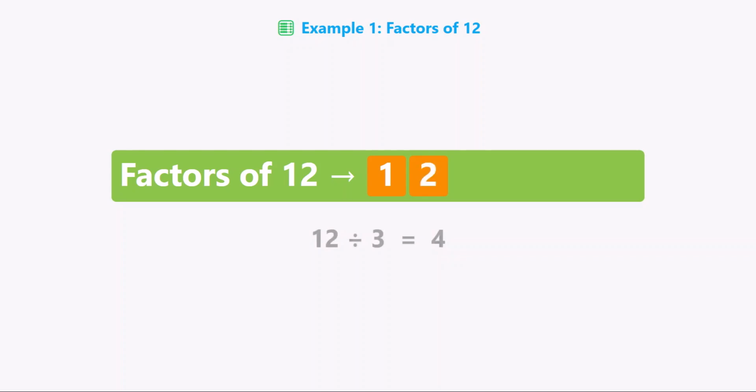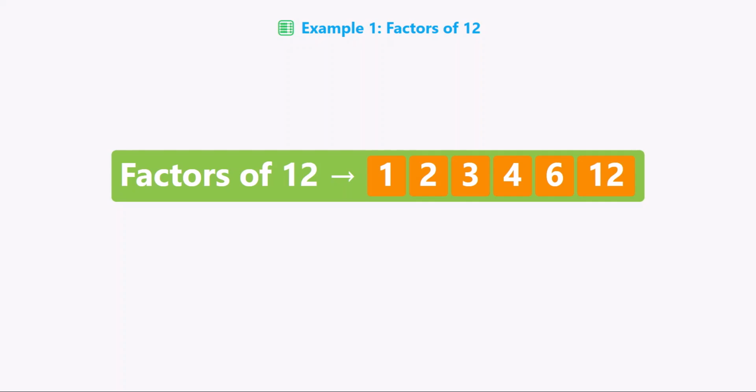Now check 3. 12 divided by 3 is 4, so 3 works too. Next, see if 4 divides 12. 12 divided by 4 gives 3. 4 is a factor. Now try 6. 12 divided by 6 is 2. Another factor. Finally, the number 12 itself is a factor.